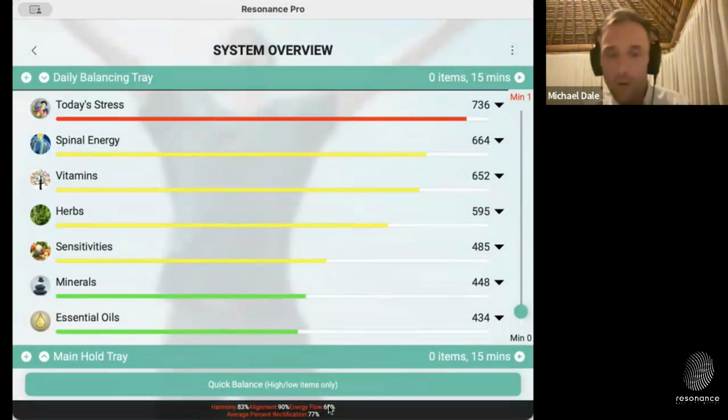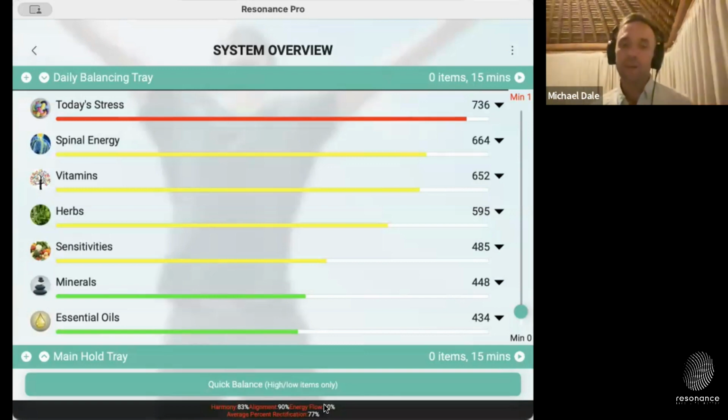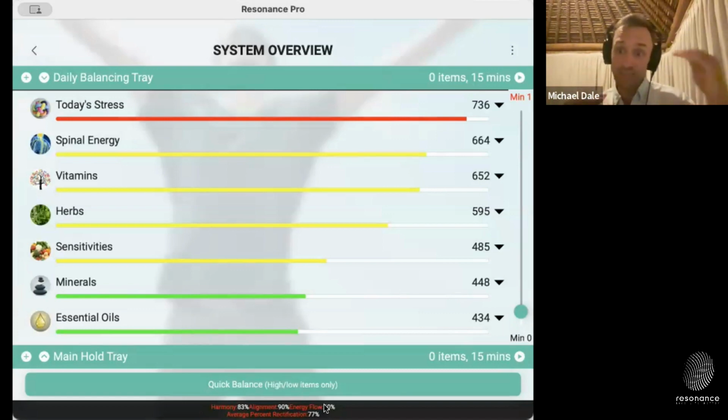So there is a bit of an imbalance there. You can see between, say, alignment, which seems pretty good at 90%, and energy flow, which is right down at 60%. So what I found personally, one way you can approach this imbalance, if you find someone has a really significant imbalance, you want to be potentially doing another quick balance straight away.